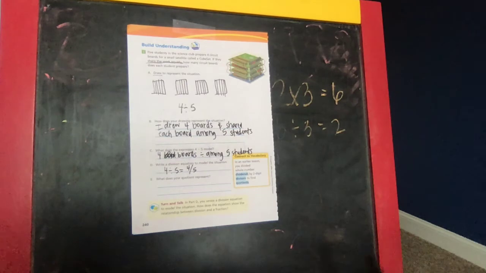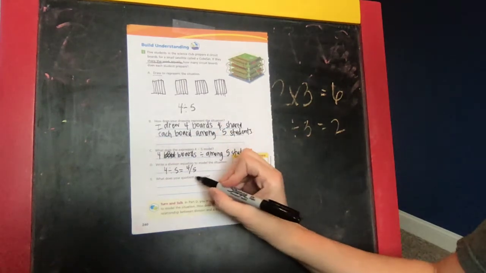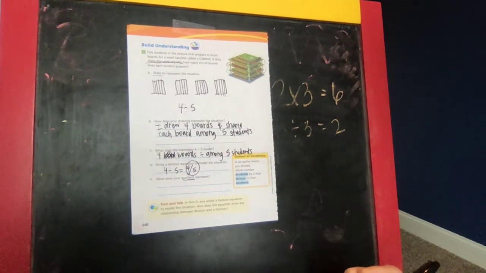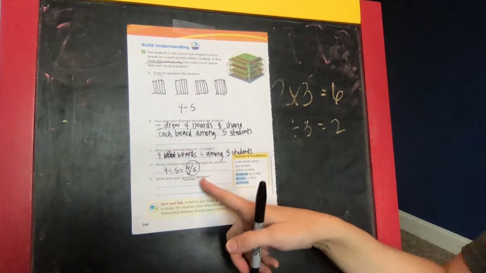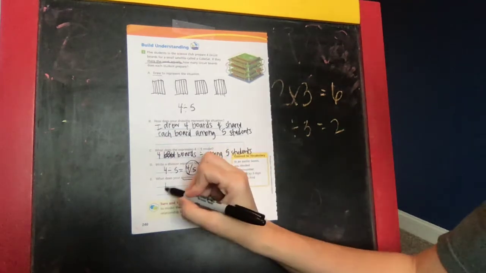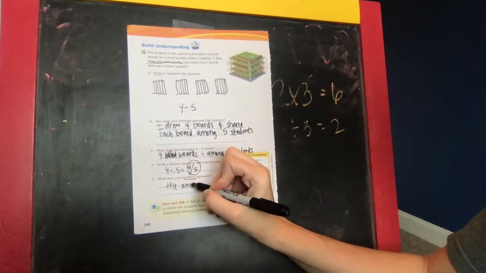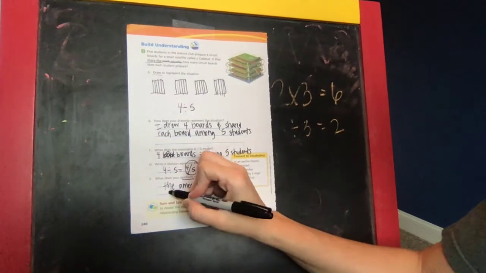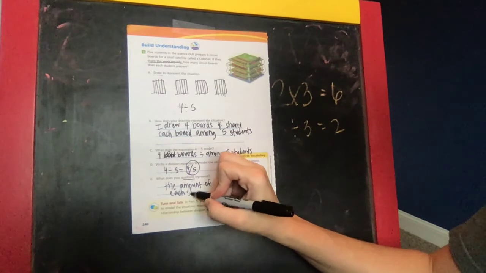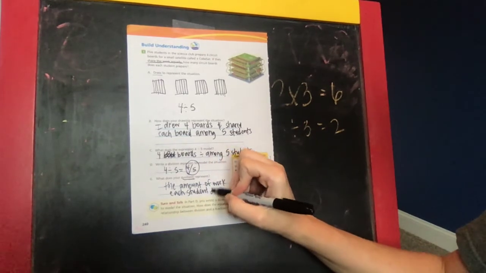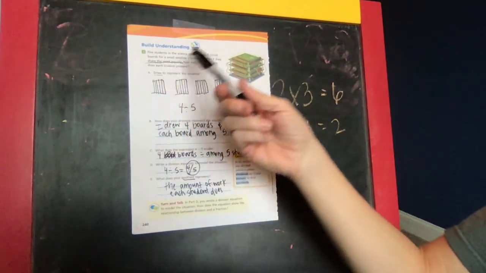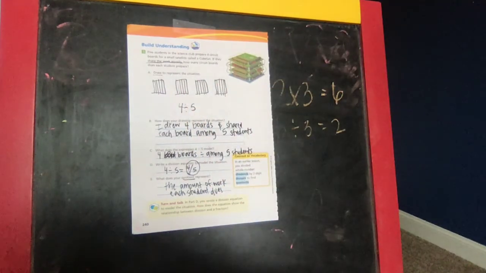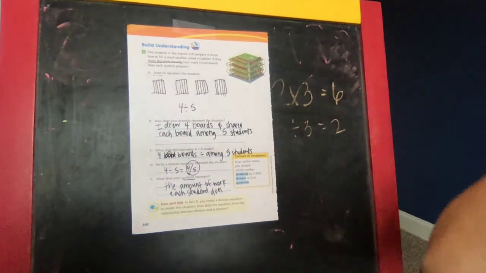What does your quotient represent? Remember, quotient is the answer to a division problem. That represents the amount of work each student does. Remember, we had 4. They're sharing the work equally. So 4/5 is how much work each student is going to have to do.